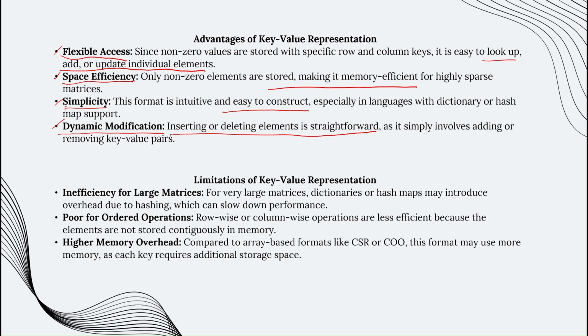Now let us get into the limitations of key value representation. Inefficiency of large matrices. For very large matrices, dictionaries or hash maps may introduce overhead due to hashing, which can slow down performance. Poor for ordered operations. Row-wise or column-wise operations are less efficient because the elements are not stored contiguously in memory. Higher memory overhead. Compared to array-based formats like CSR or COO, this format may use more memory as each key requires additional storage space.